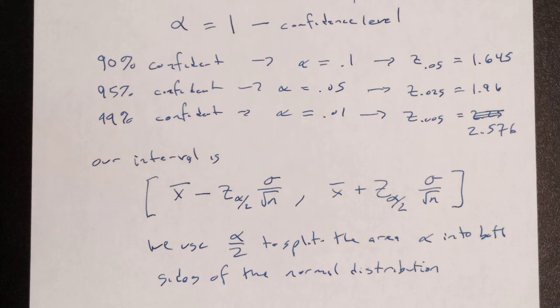And again, if I want to use something different, if I'm not using 90, 95, 99, say I'm using 98%, well, then I could use Z of 0.01, and I can look that up on my table. I can generate that Z value directly.